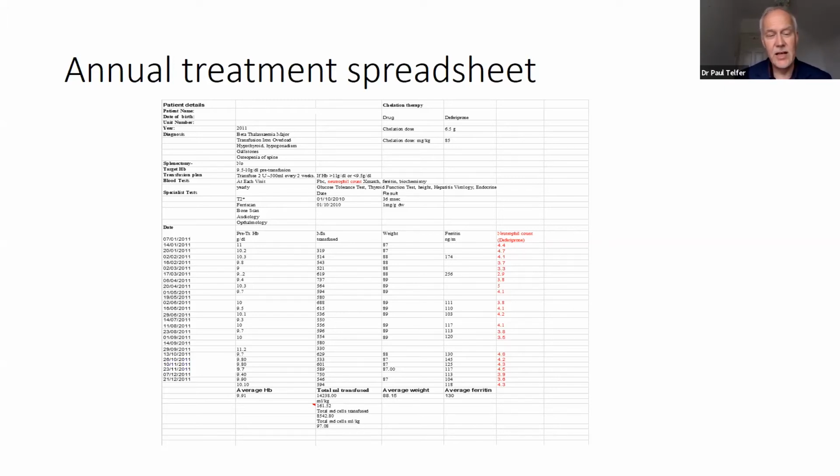At the end of the year, this Excel spreadsheet will very simply calculate the average of their pre-transfusion hemoglobin. It will sum the volume of blood given and calculate the milligrams per kilogram of iron given per day, or accumulated per day. And will also give you an average ferritin. So we find these very useful as a means of monitoring the patients on an annual basis. And it's really very, very easy to design a spreadsheet like this. So I would recommend that.